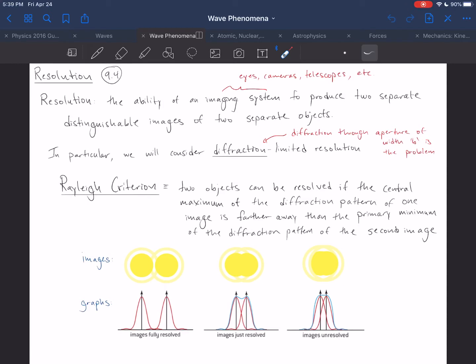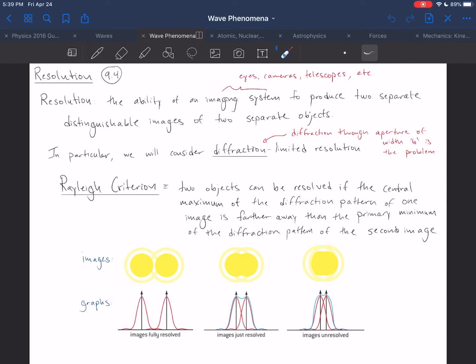So, the general principle about whether you can resolve two things, or the criterion that we use, is known as the Rayleigh criterion. And it states that two objects can be resolved in the image if the central maximum of the diffraction pattern of one image is farther away than the primary minimum of the diffraction pattern of the second image. It'll take us a little while to unpack that, but that's the Rayleigh criterion, and in fact, that is a definition you should probably be able to rattle off on command.